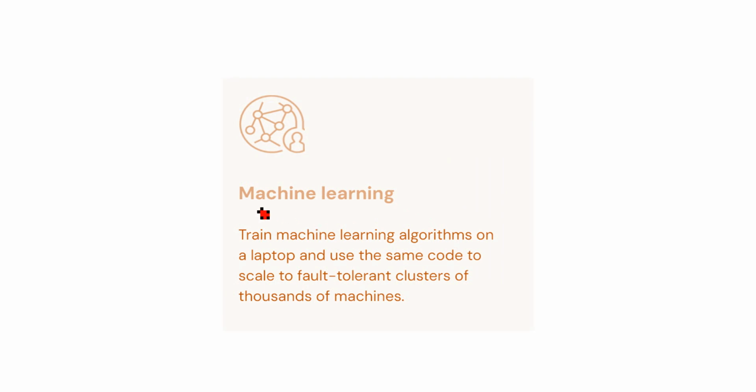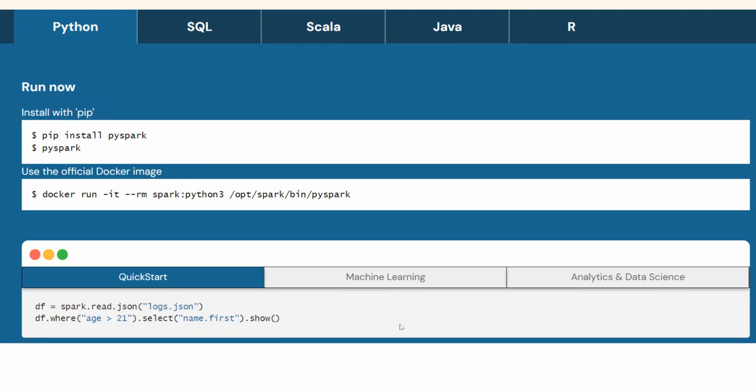The next feature is machine learning. We can train machine learning algorithms on a laptop, and use the same code to scale to fault-tolerant clusters of thousands of machines if you are using a clustered environment. Apache Spark supports Python, SQL, Scala, Java, and R. Installation is very easy.